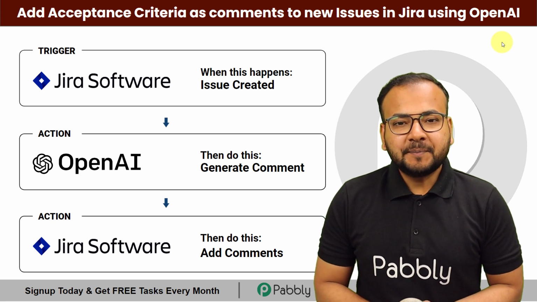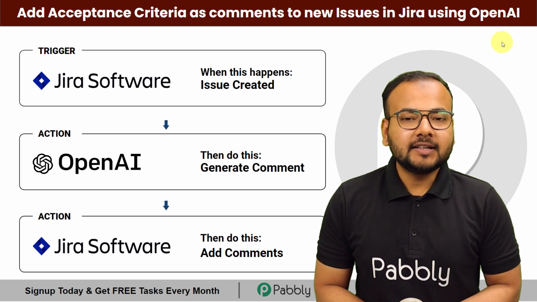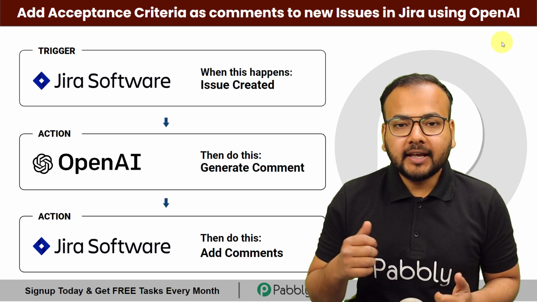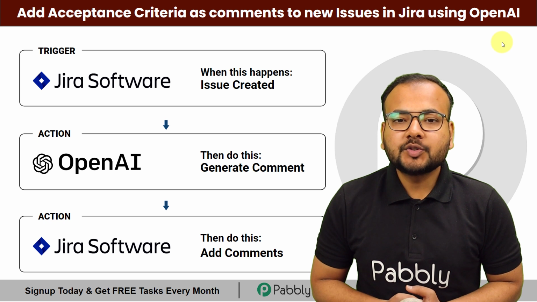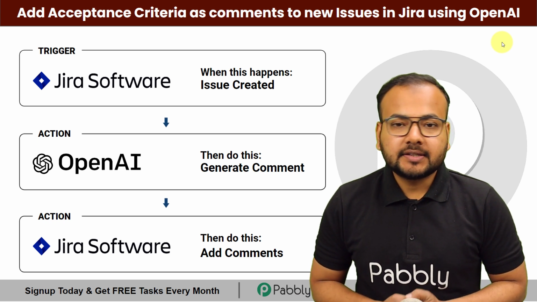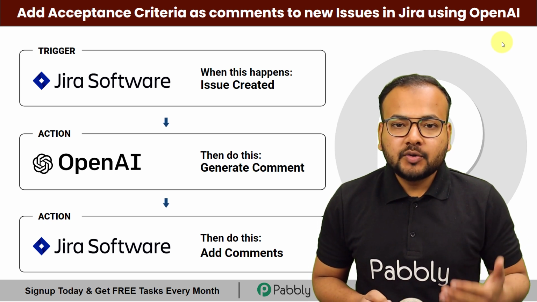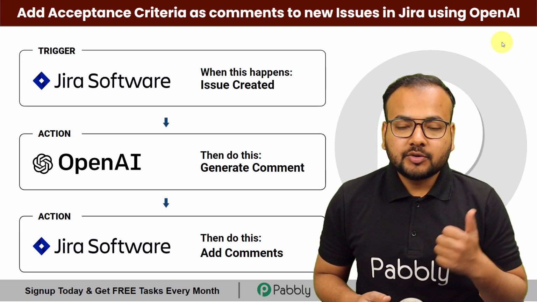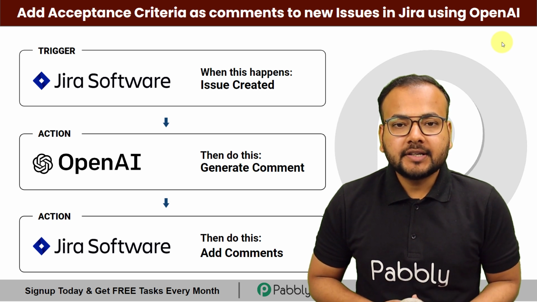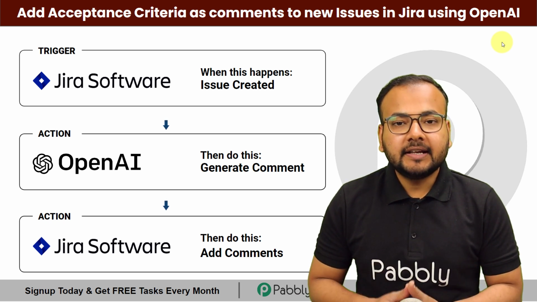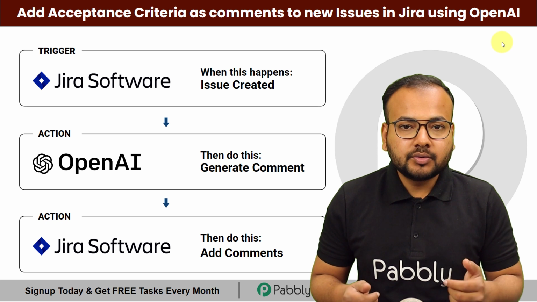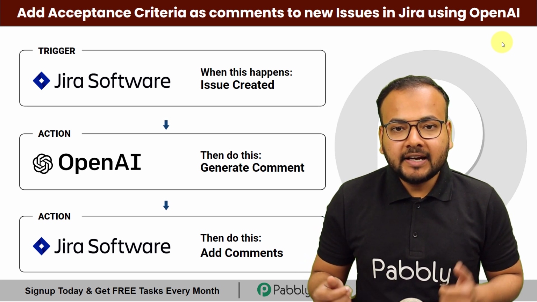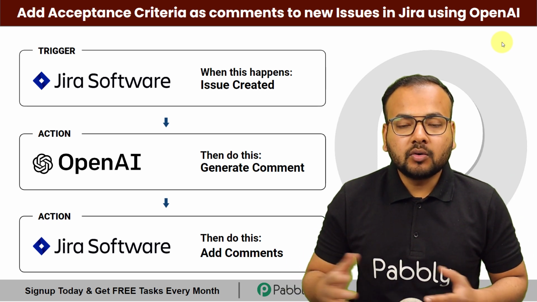Hey everyone, welcome back. In this video, you will learn how you can add acceptance criterias as comments in Jira issues automatically using OpenAI. So guys, Jira is a widely used project management application in many organizations. And if you are using Jira, you know how important it is to add acceptance criterias in the user stories or issues to ensure that the project requirements are well defined and agreed upon by all the stakeholders.